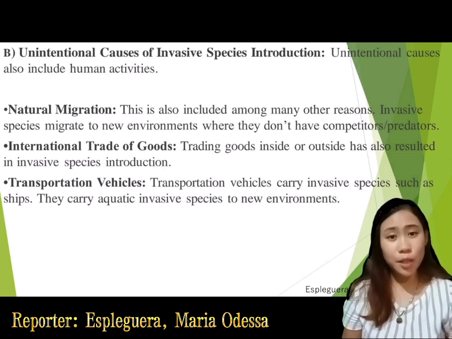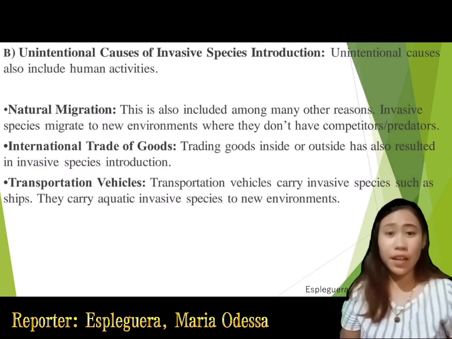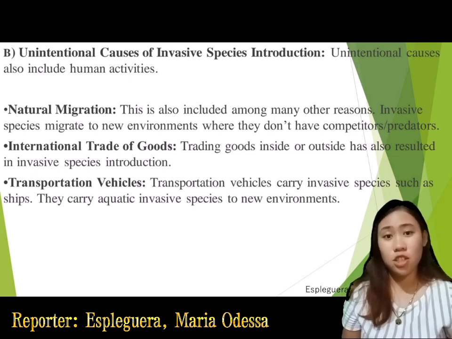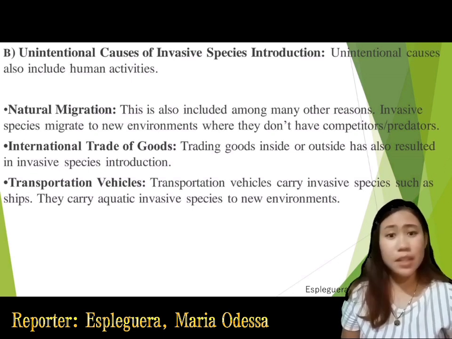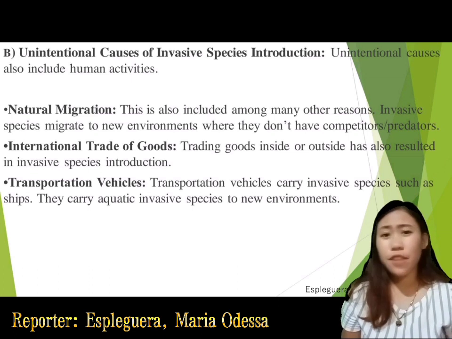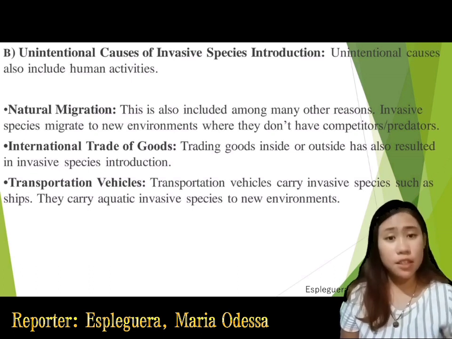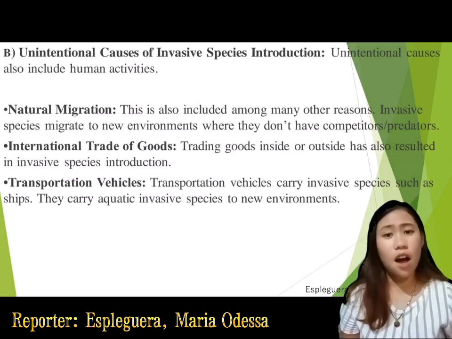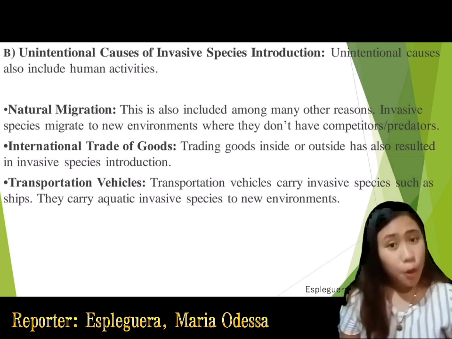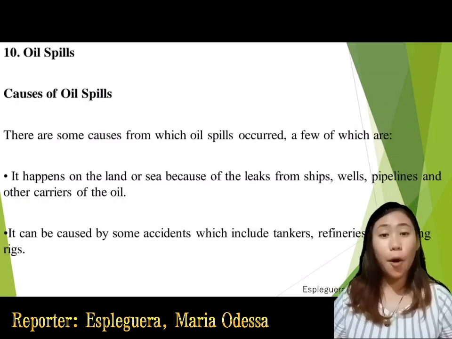Then we have the transportation vehicles. Transportation vehicles, such as ships, carry invasive species. They carry aquatic invasive species to new environments. So the vehicles can transport reproductive plant and animal species propagules long distances, thereby increasing the risk of invasive species transport and dispersal.